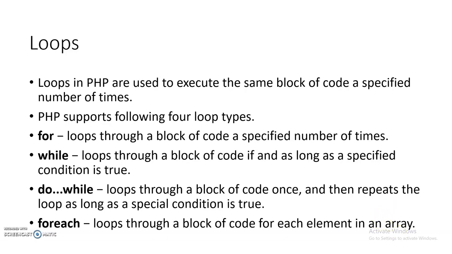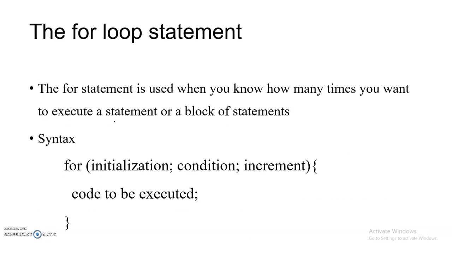The for loop loops through a block of code a specified number of times. The while loop loops through a block of code if a specified condition is true. Do while loops through a block of code once and then repeats the loop as long as the specified condition is true. And foreach loops through a block of code for each element in the array. Let's study all the loops in detail.